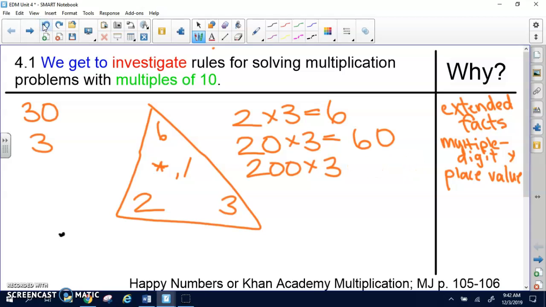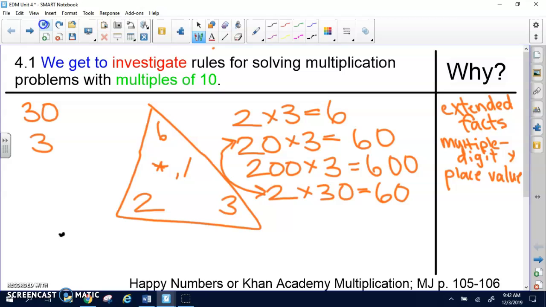I'll leave those up. All right, eyes and ears back here, just to see this number sense. If I was to do 2 times 30, what would I come up with? 60. It's very much related to this one here because I've just moved one of the factors into the tens place, right? Eyes and ears, please.